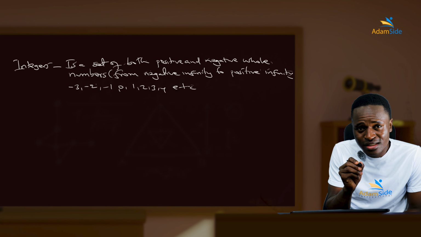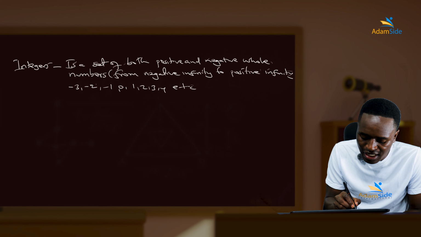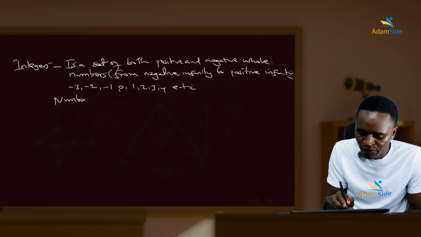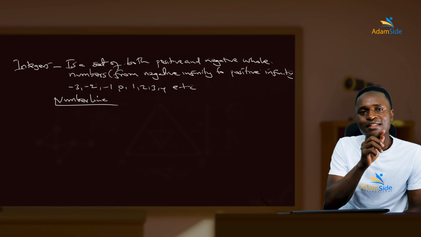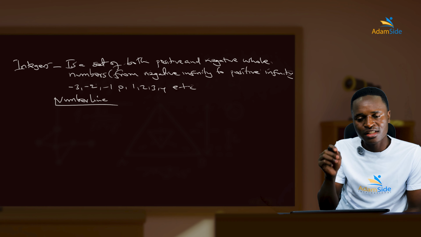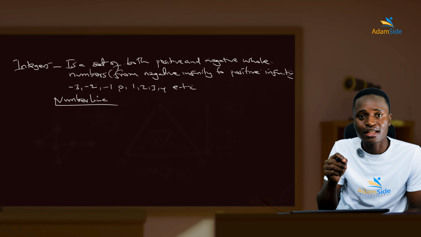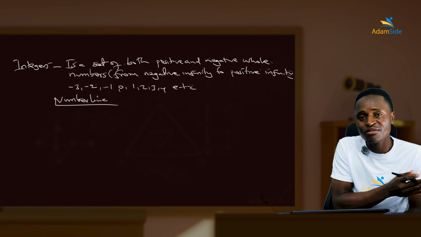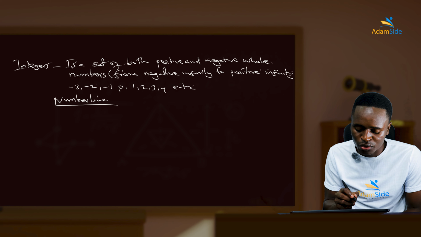From this unit, the most important thing also is to understand something called a number line. What's a number line? A number line is a line that has digits. These digits are whole numbers, negative and positive, from negative infinity to positive infinity. So I'll draw a line here.